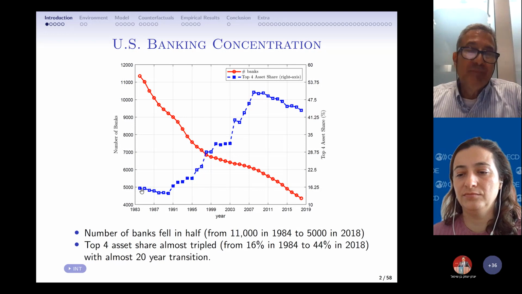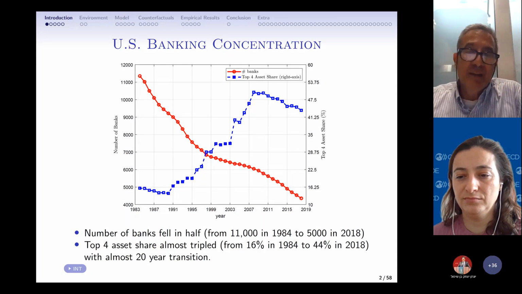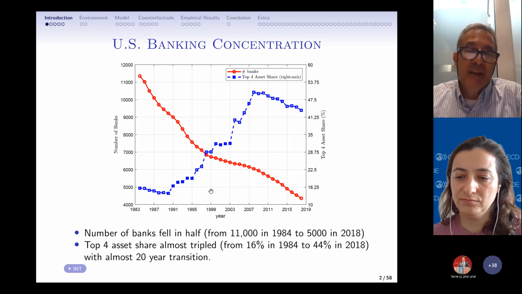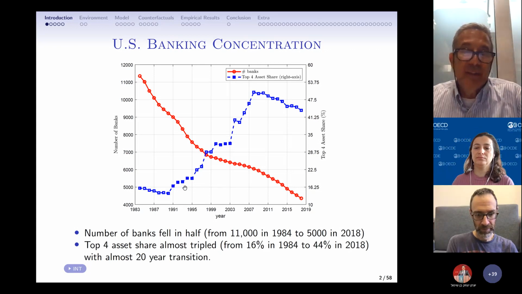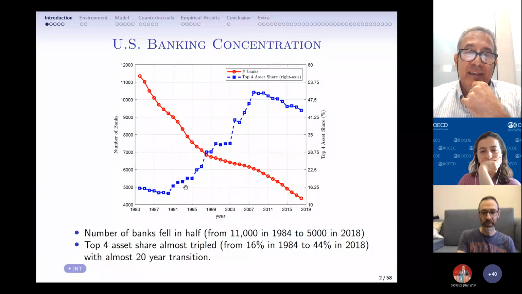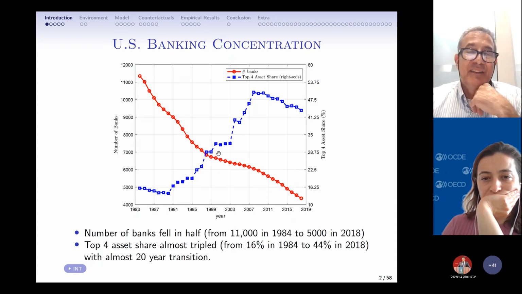So while banking concentration is not a measure of imperfect competition per se, regulators often use it when thinking about how competitive a banking industry is. The other thing I would note, because it'll figure into both our empirical work and our model, in how we take the model to the data, is that there was roughly a 20-year transition period between, in some sense, two steady states, okay?